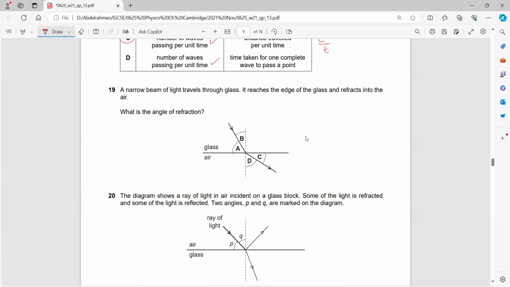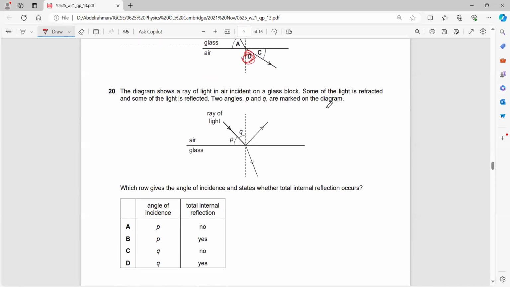Yes, it has to be D. The angle between the refracted ray and the normal is the angle of refraction. Yes, correct.